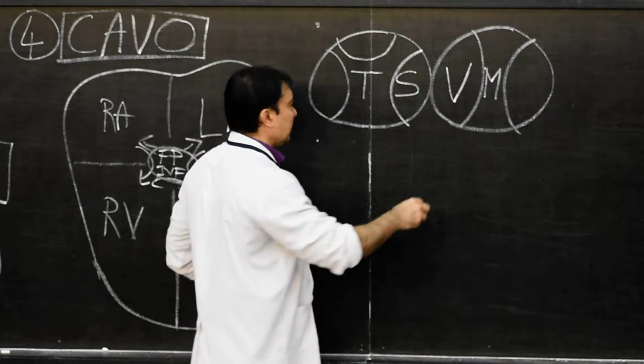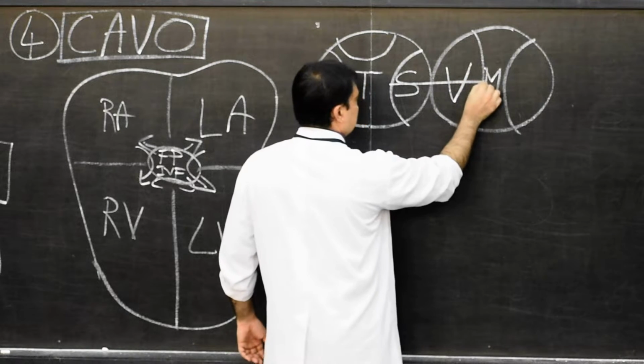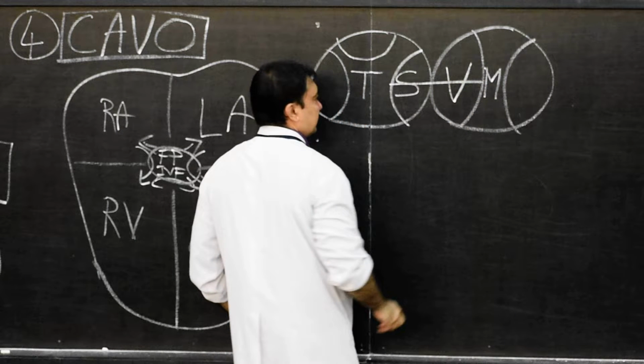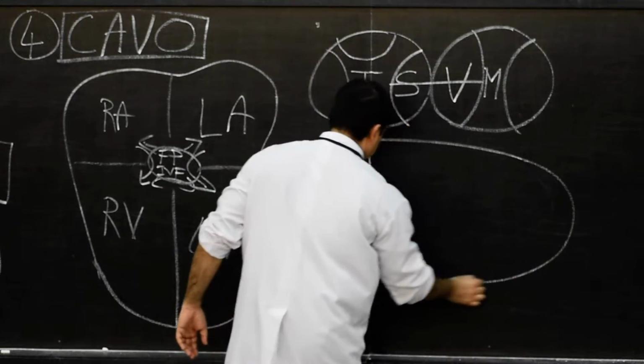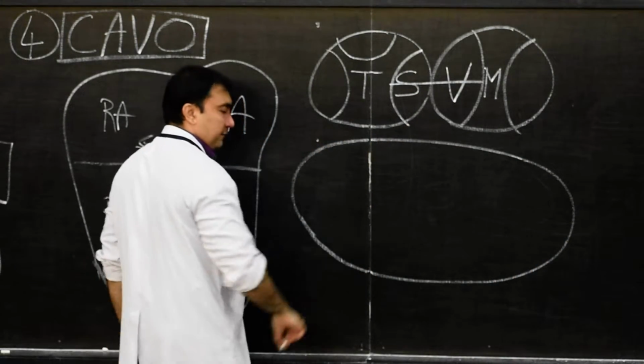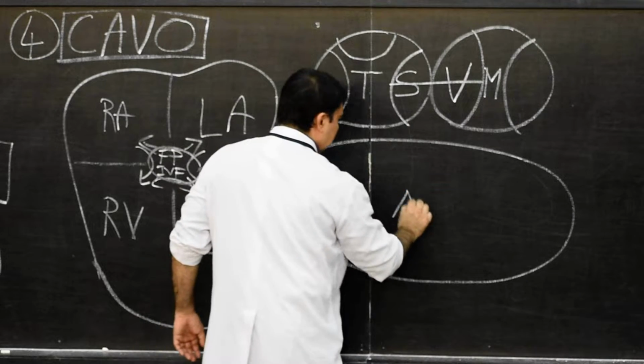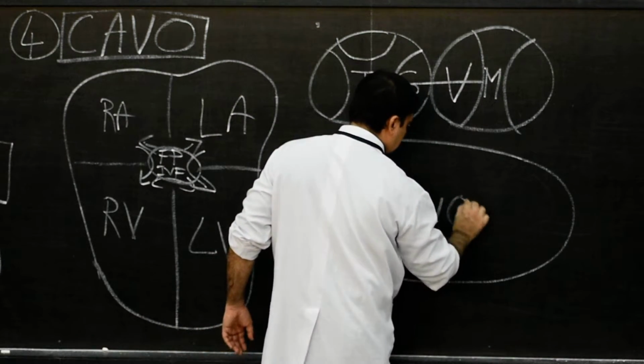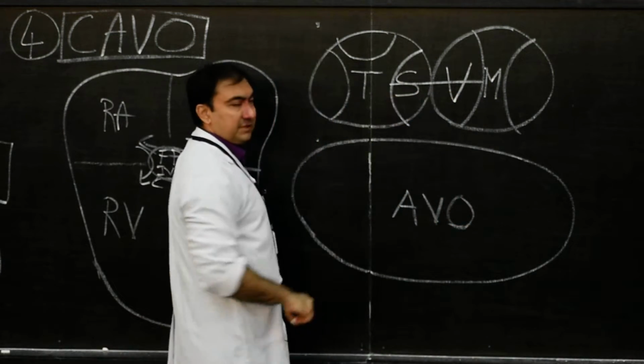And after fusion, what will happen? They will divide. To the common atrioventricular orifice. This will be common atrioventricular orifice and fusion of all these valves.